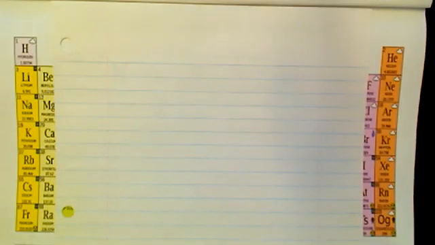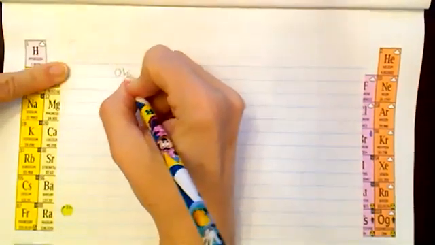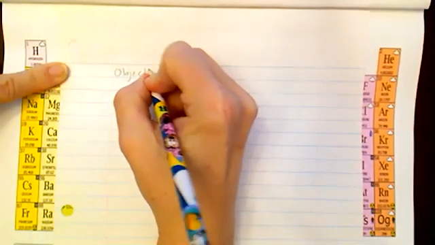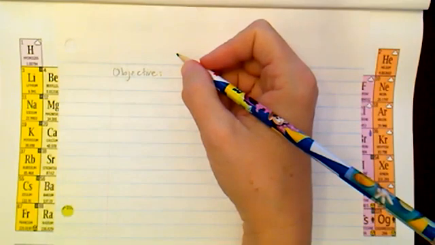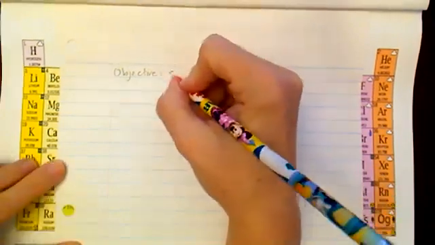So today we're going to talk about molar mass, and I want to do an example for you and also show you how to set up your notebook for this assignment. Our objective for this assignment is to calculate molar mass using a chemical formula.